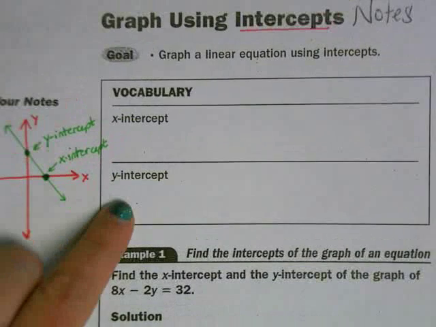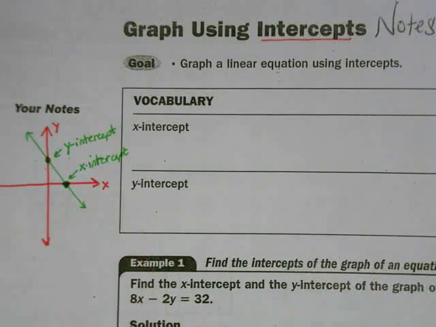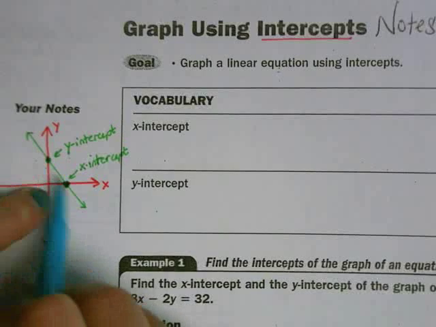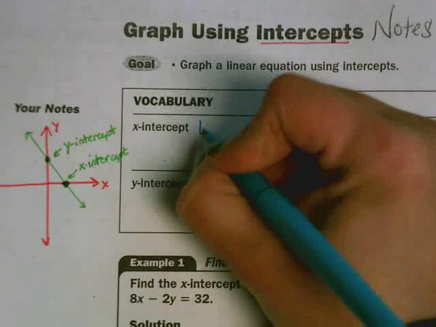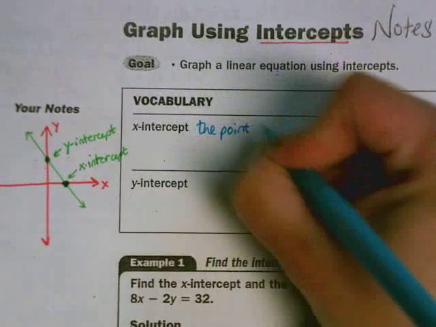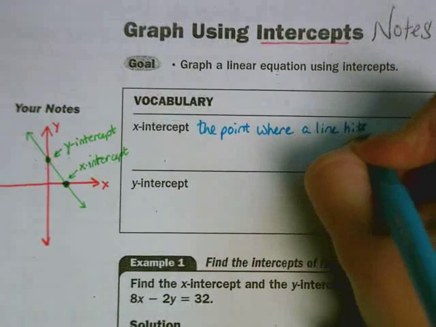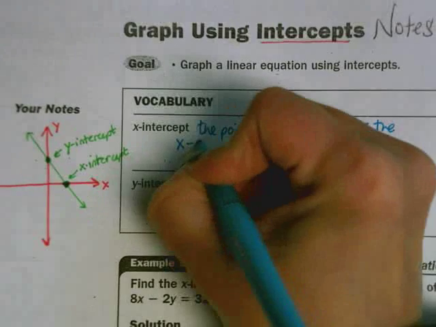So for definitions, the x-intercept is the point where a line hits the x-axis.